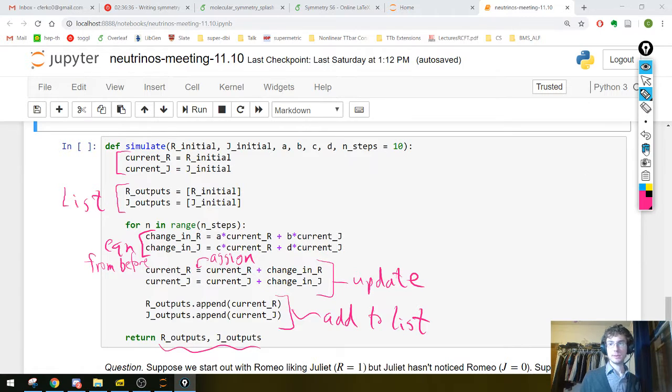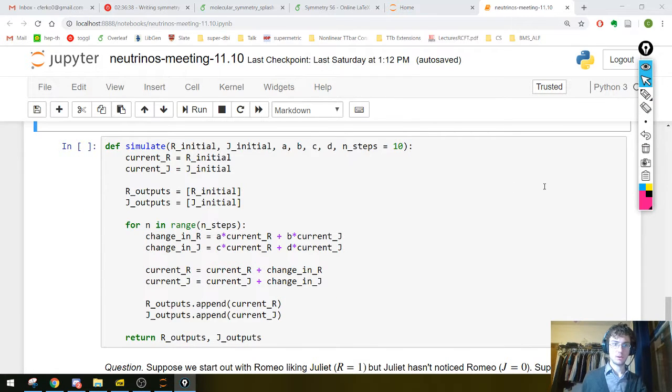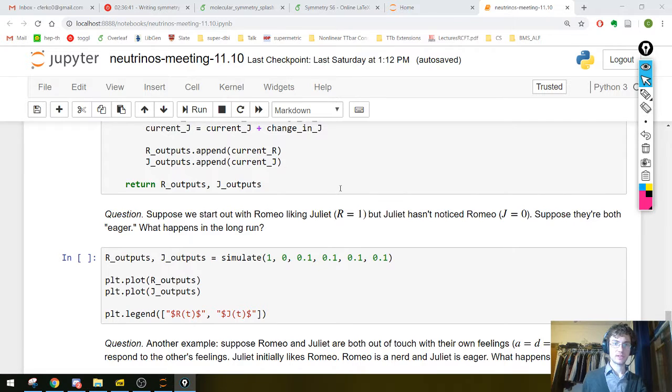So I'm going to run this and show you what the plots look like, but first I'll ask you to think about what's going to happen in one particular case. So here's the story we're going to investigate. Suppose we start out at the initial time and Romeo likes Juliet. So R equals 1, it's positive. Juliet has not noticed Romeo. She doesn't know anything about him, so J equals 0. Neither likes nor dislikes. And what about the A, B, C, and D? Suppose they're both eager. That means they're all positive. So eager means if either person likes the other, they begin to like them more, and if either person notices the other is liking them, then they also start to like them more.